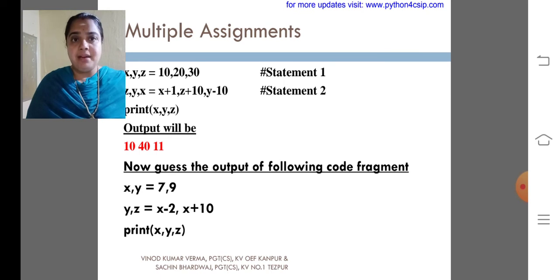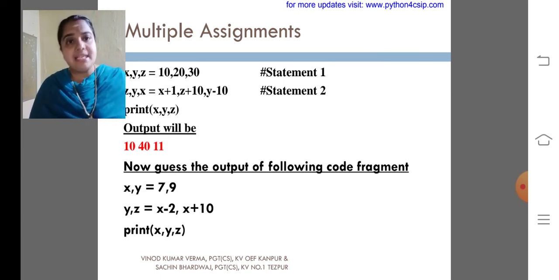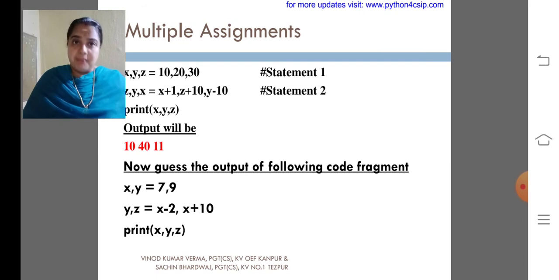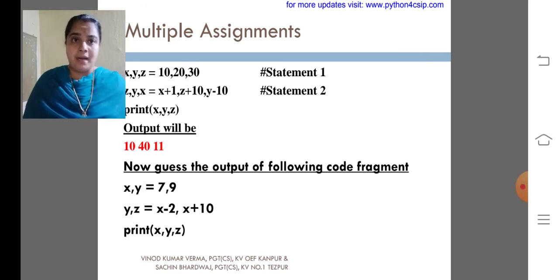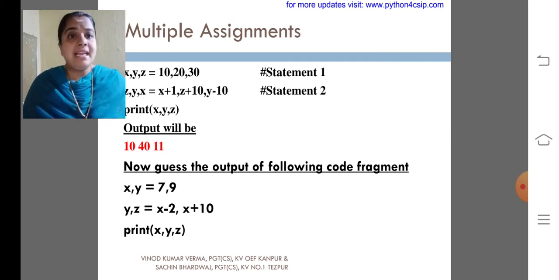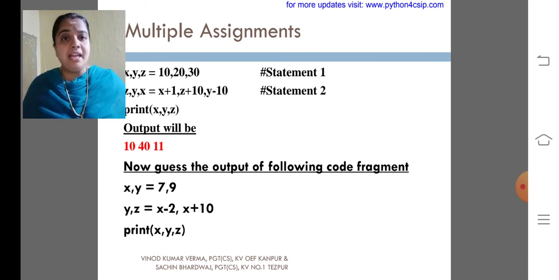Coming to the next example. X, Y, Z equal to 10, 20, 30. Look at the next statement. Z, Y, X equals X plus 1, Z plus 10, Y minus 10. So X plus 1 will be assigned to Z. What is the X value here? 10. So we will get Z as 11. Then Z plus 10 will be assigned to Y. What is the Z value here? 30. 30 will be added with 10 and assigned to Y. So we will get 40.